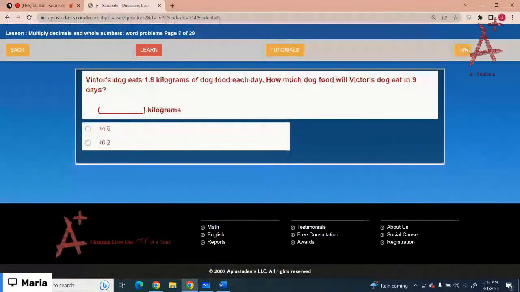Okay, the next one is Victor's dog eats 1.8 kilograms of dog food each day. How much dog food will Victor's dog eat in 9 days? So you have to do 9 times 1.8. Got it?